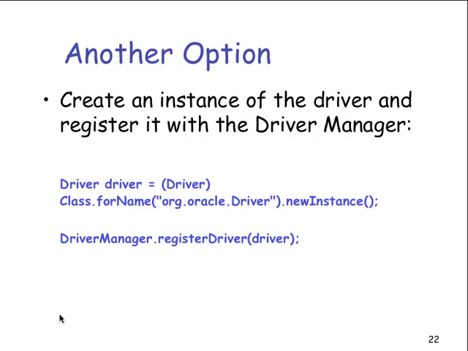So another option might be to create an instance of the driver and then register it with the driver manager before you actually set the connection. Do it at the beginning. So you say driver is equal to Class.forName, and this is going to be an Oracle driver, and make a new instance essentially. And these are basic methods that are being called on the driver instances that are being created, that in this particular case is going to be assigned to a driver object.